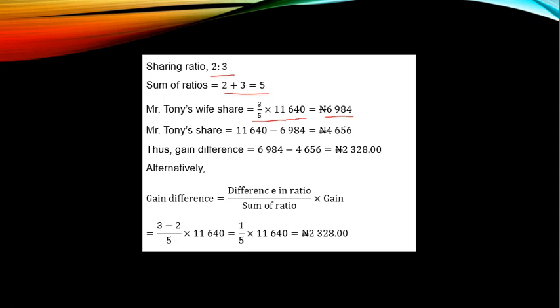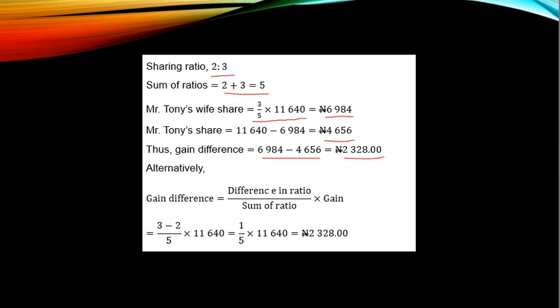6,984 naira. To get Mr. Tony's share, since you know the wife's share, just subtract the wife's share from the amount they are sharing. So Mr. Tony got this. So the gain difference, by how much the wife gained more than the husband, is to subtract the husband's amount from the wife's amount, and that is 2,328 naira.